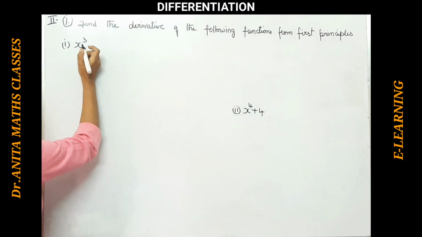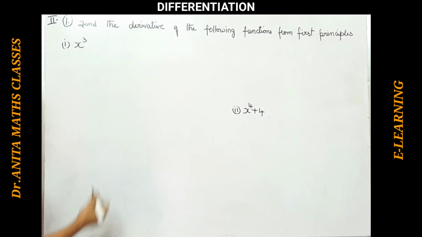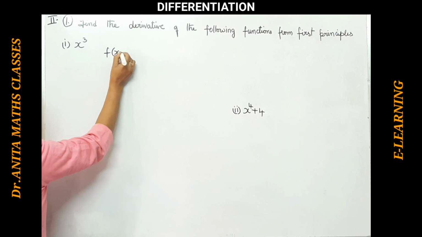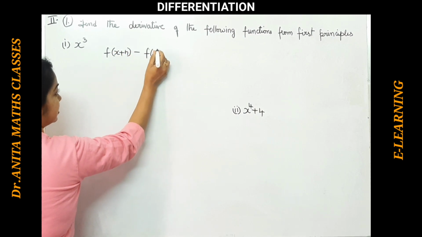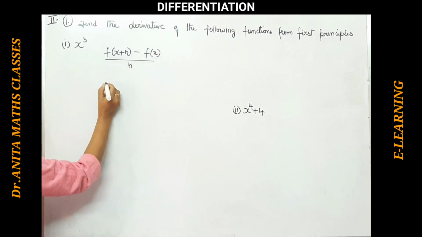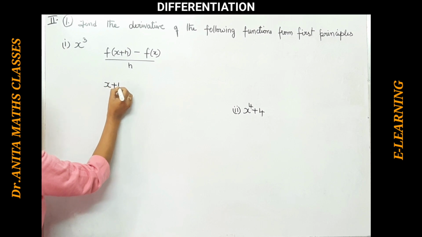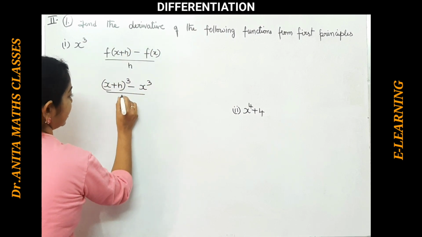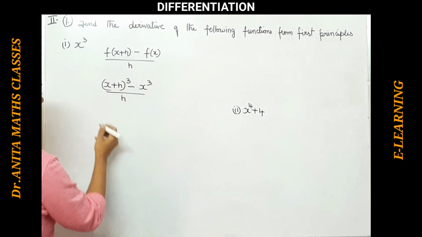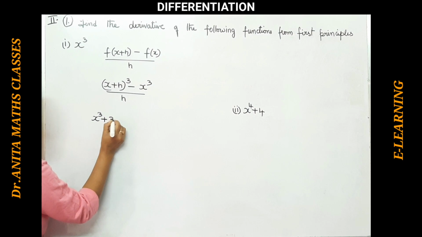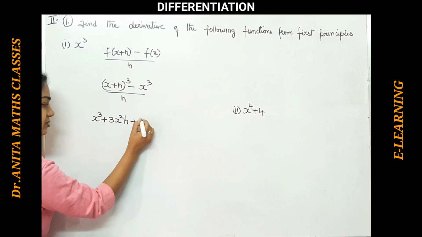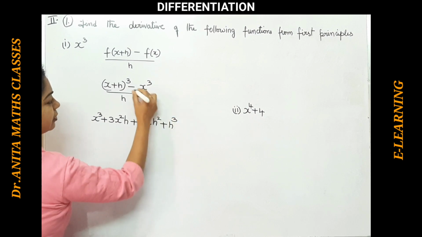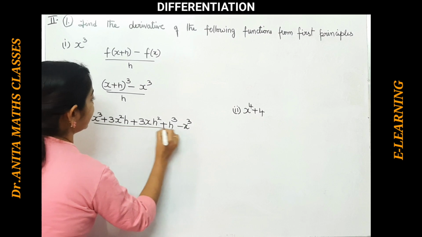For that, first let us suppose this as the function f of x. I will find out f of x plus h minus f of x divided by h. First we will find this. Here the function is x cube, so x plus h whole cube minus x cube, divided by h. Now we will expand a plus b whole cube, that is a cube plus 3a square b plus 3ab square plus b cube. Here a and b are x and h. And also minus x cube divided by h.